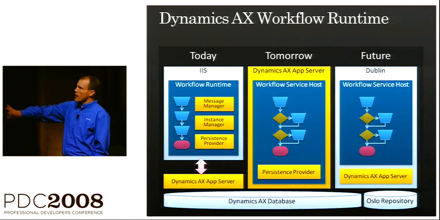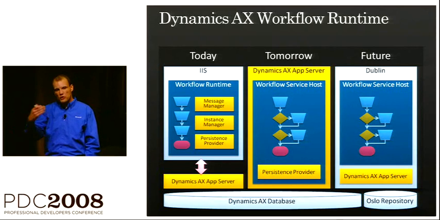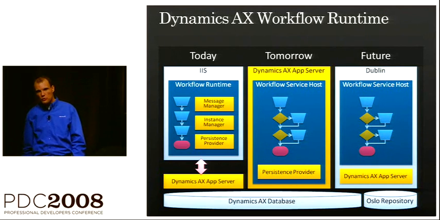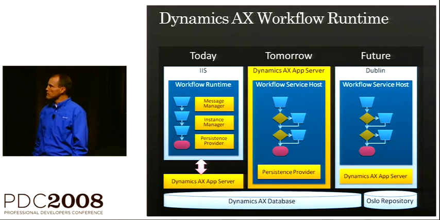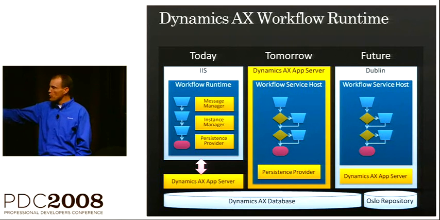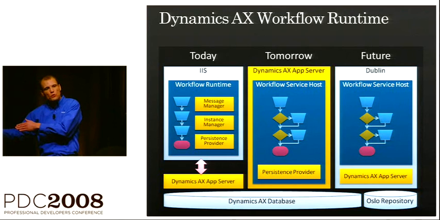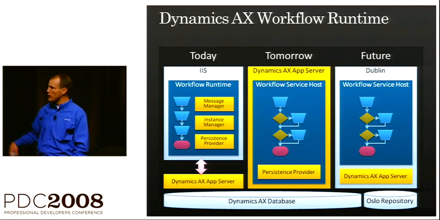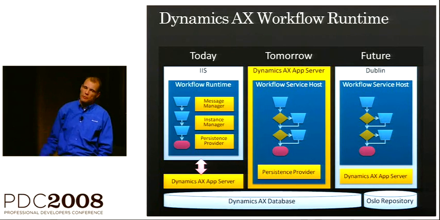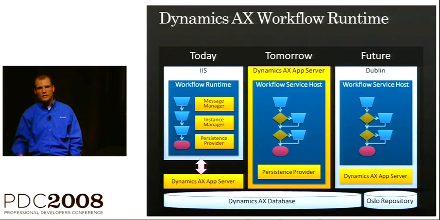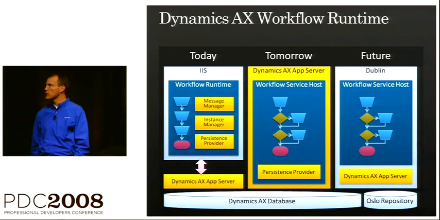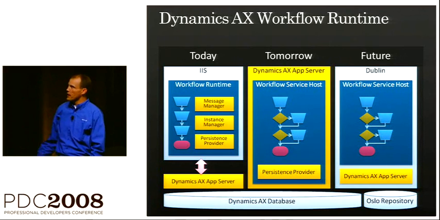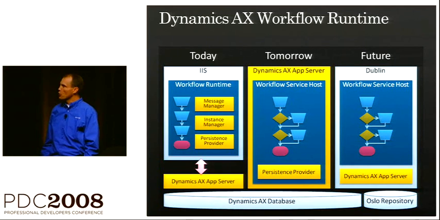So that's going to be moving into Dublin, and along with that, of course, our workflow functionality is going to move into Dublin as well. Dublin has a built-in workflow service host, so we'll be hosting our workflows in there as well. And then, of course, we're going to be sitting on top of the Oslo repository because, as I said earlier, our metadata is going to be moving to Oslo over time. So in order to execute a workflow, you need to load the metadata for it and then execute it, and that'll be living in Oslo. And then, of course, we still need to be able to save back to our Dynamics AX database for the transactional data, the requisitions, the sales orders, all that kind of stuff. So this represents the lifetime or the long-term path of where we're going with our workflow runtime.